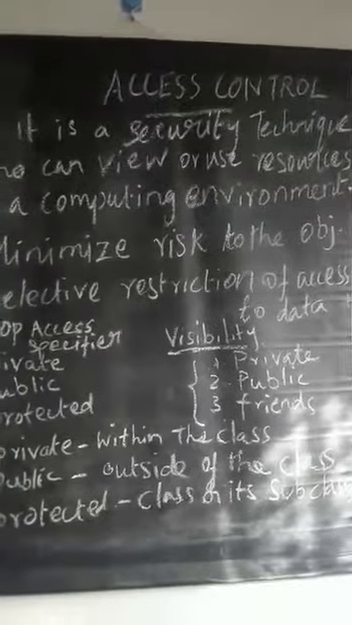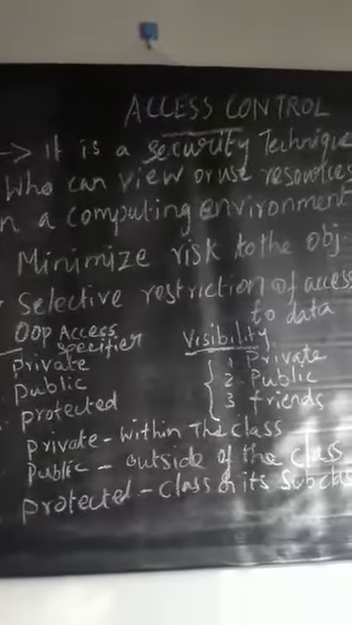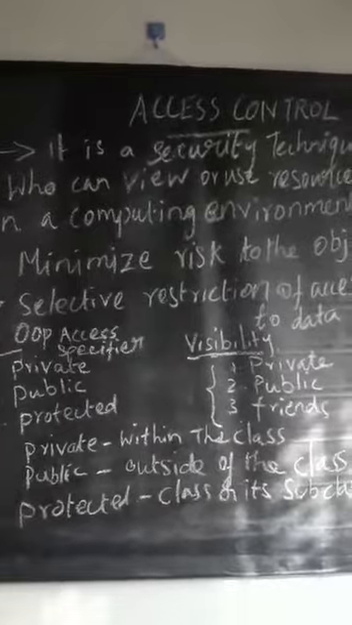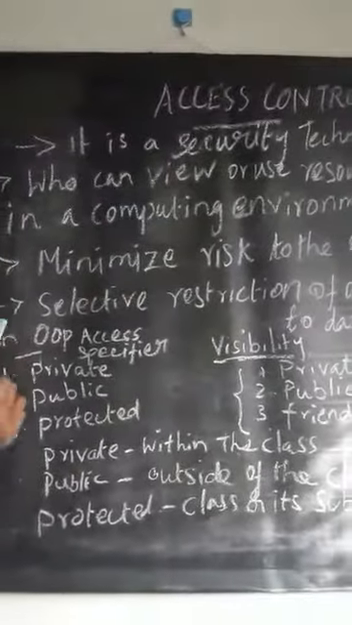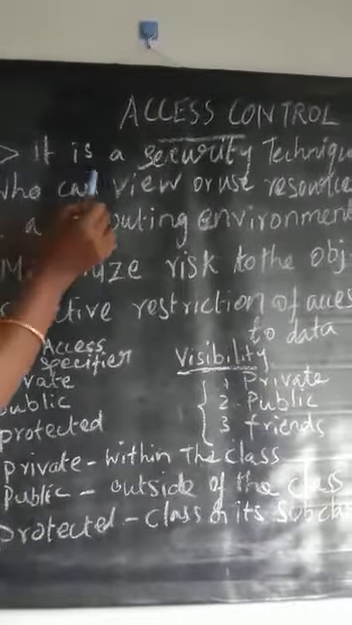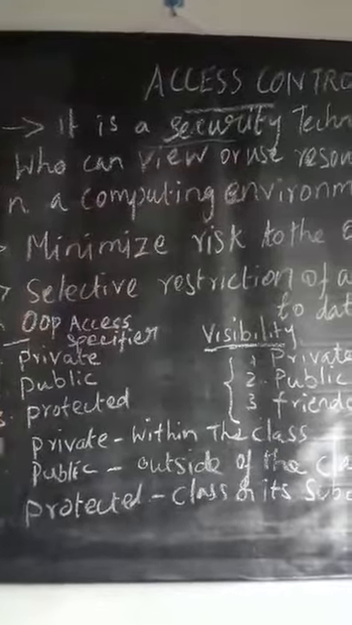Students, now we are going to study 12th standard Computer Science, Chapter 3, topic: access control. First, what is access control? It is a security technique.